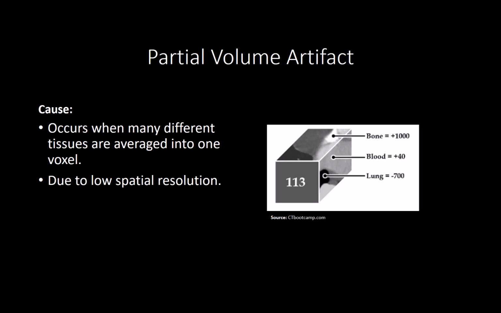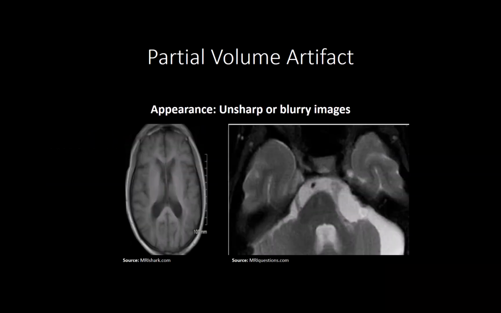This relates to MRI because each tissue has its own relaxation rate, and if you have 3 tissues within a voxel, they have all different shades of gray. But if you have a very large voxel, it gets averaged together and only 1 shade of gray gets spit out from that voxel, which could hide a very small pathology like a metastatic lesion within the brain. This artifact occurs along the slice select direction. The appearance of this artifact is unsharp or blurry images due to the low spatial resolution.